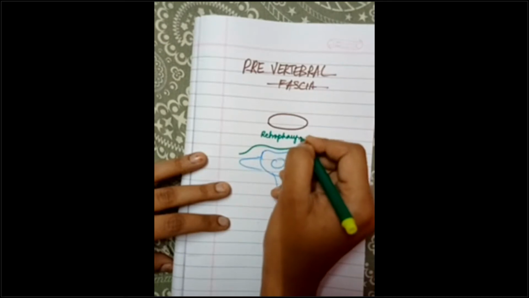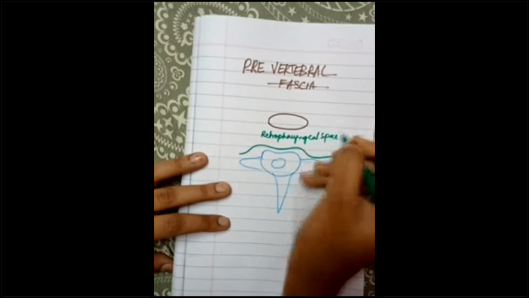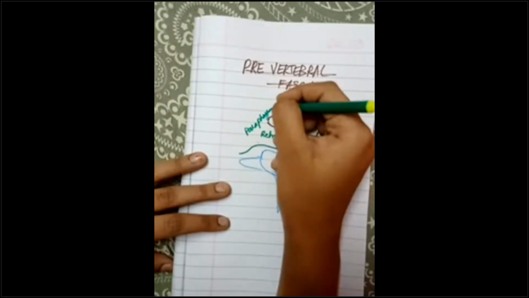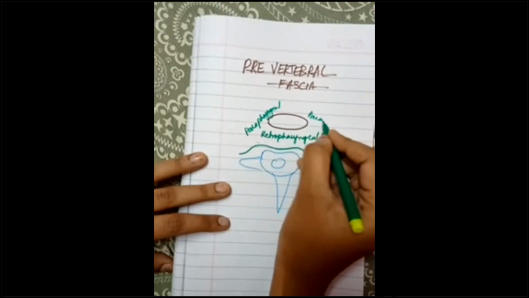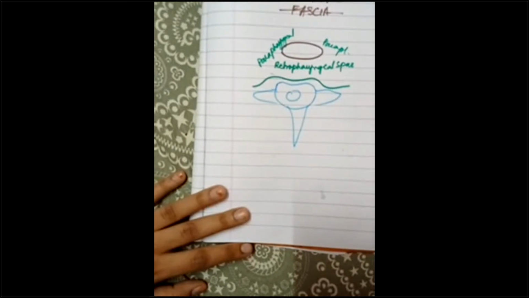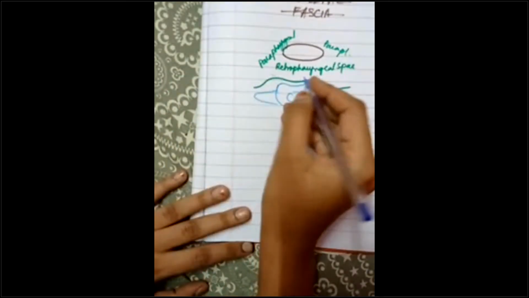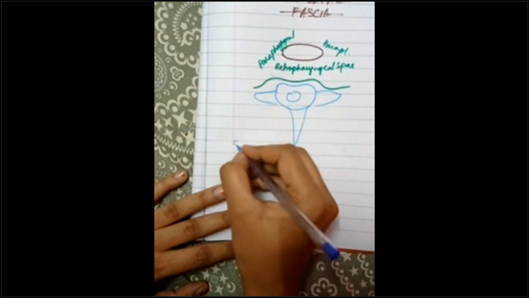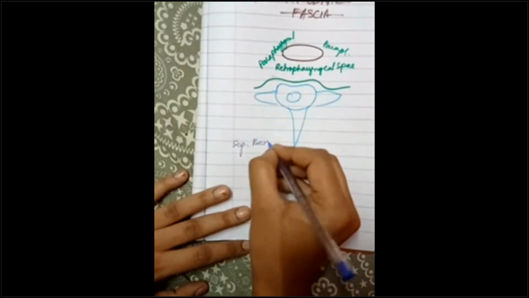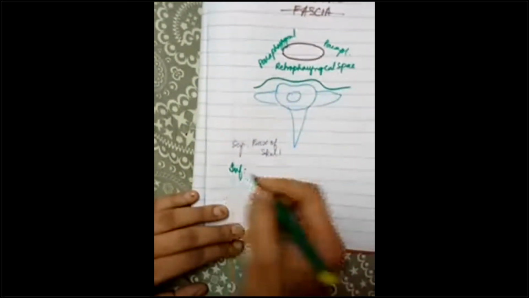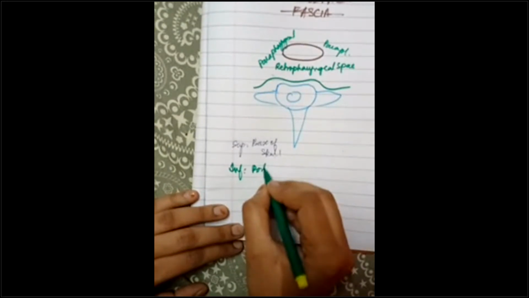Retropharyngeal space. These are your parapharyngeal spaces. The prevertebral fascia is like a layer only; superior and inferior attachments are there. Superiorly it is attached to the base of skull. Inferiorly it is continuous with the posterior mediastinum.